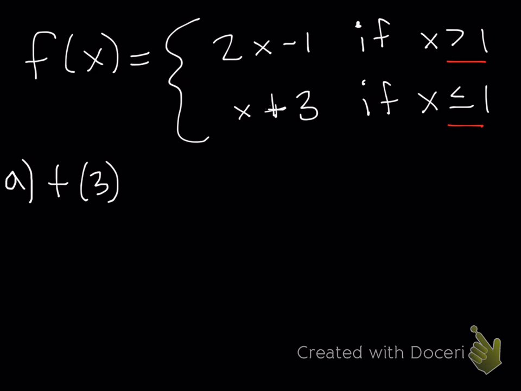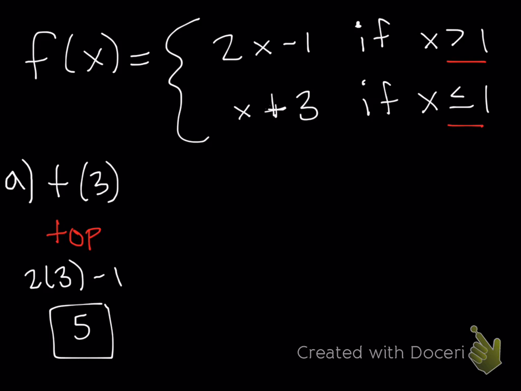So out of these 2 inequalities, the value of 3 is greater than 1. It's not less than or equal to 1, which means I'm using the top equation. So all I have to do is plug in 3 into the top equation. So I have 2 times 3 minus 1, so 6 minus 1 is 5, and this is our final answer. Notice you're not plugging into both. You're only plugging into whichever piece it is true.